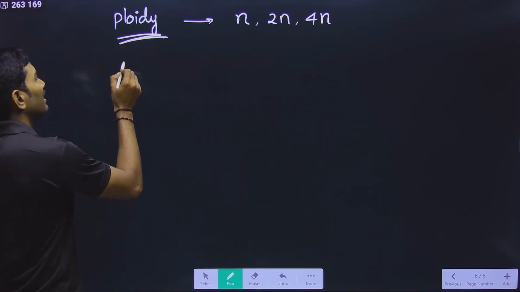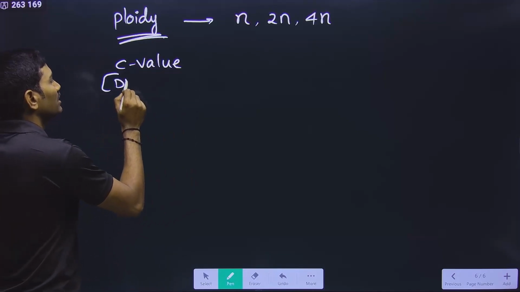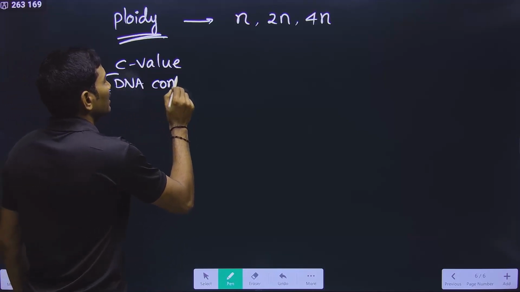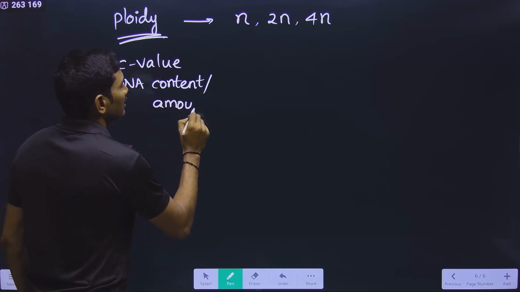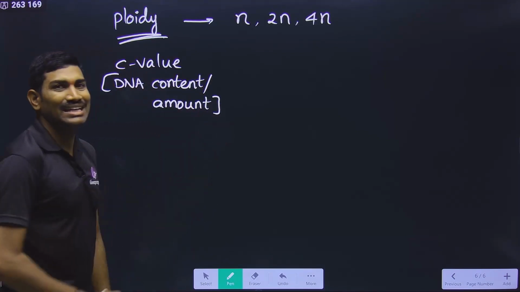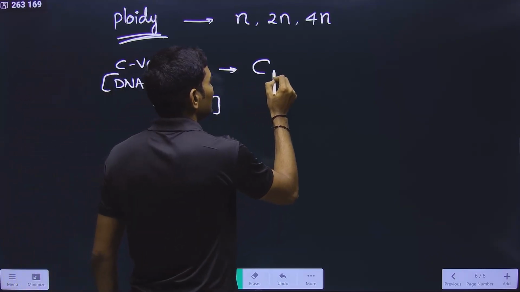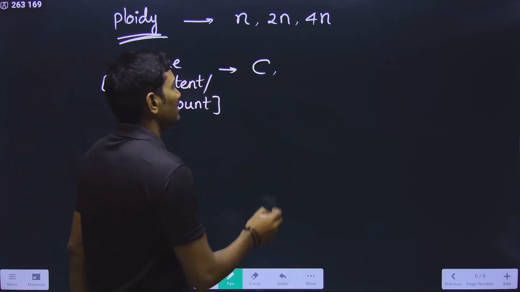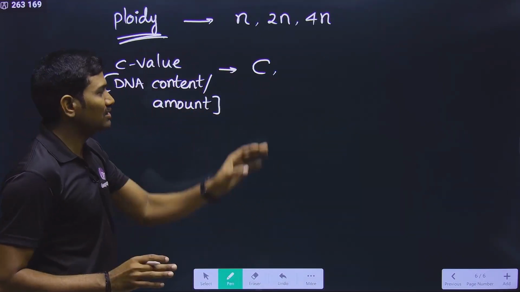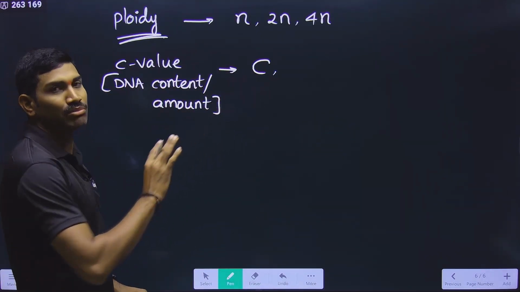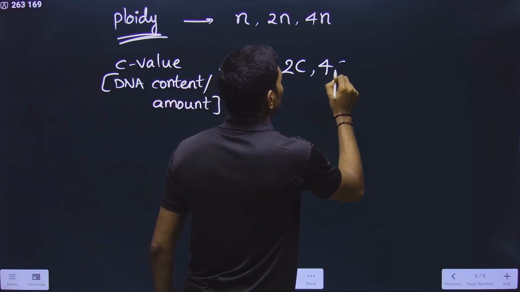Next one. Regarding the C-value, what actually is the C-value? It is about the DNA content. It is also called the amount of DNA, amount of DNA or DNA content. Any of these names they may use. And here also we are using C, capital C. C means it is one particular amount. I will give the definitions with examples and diagrams, don't worry. And then 2C, 4C.